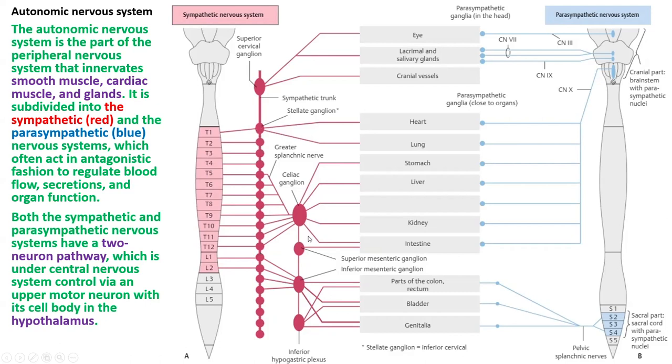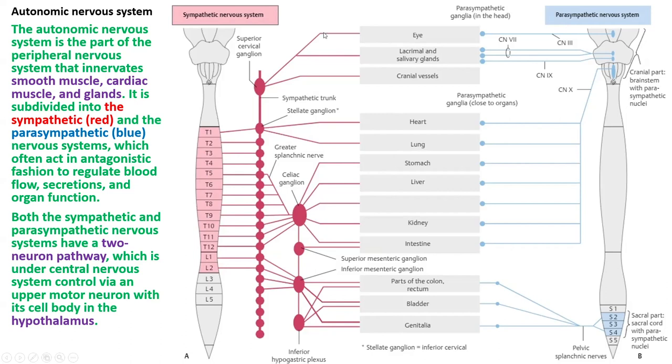They synapse inside the ganglion, either called the paravertebral ganglion or prevertebral ganglion. And after synapsing, the second neuron that we mentioned, the two neuron pathway, carries the information to the target, which can be an organ, a smooth muscle, the cardiac muscle, or the arrector pilorum, the muscle that erects the hair of the body, and it's reaching the target.